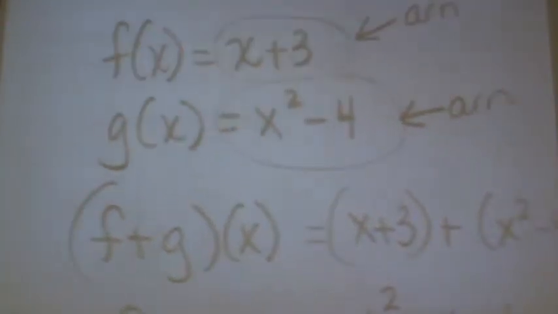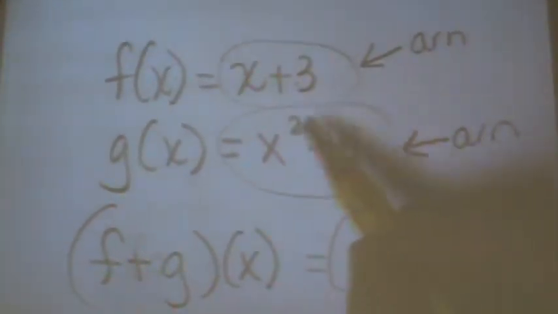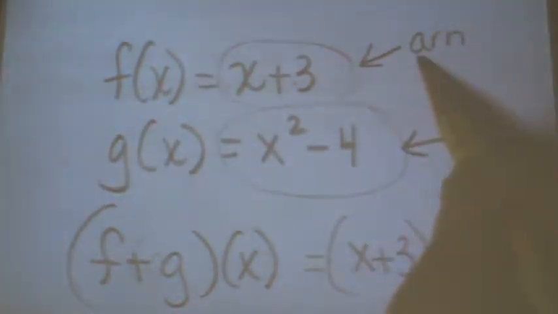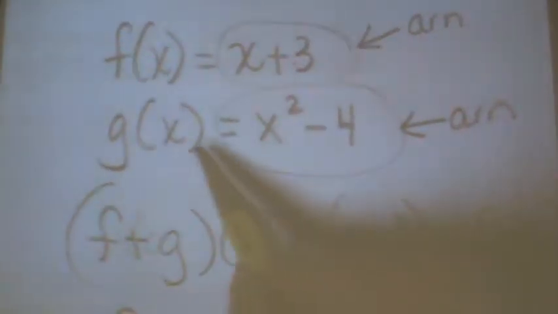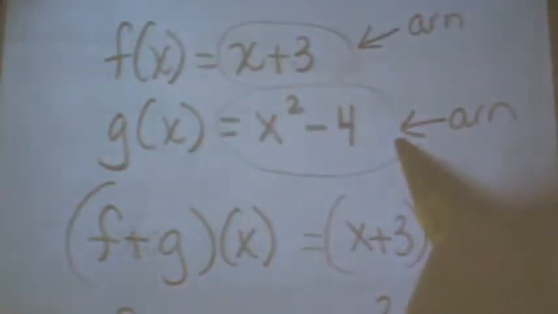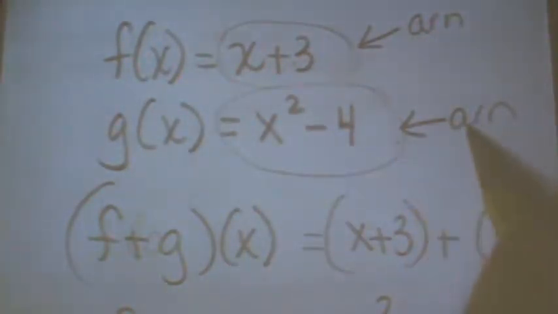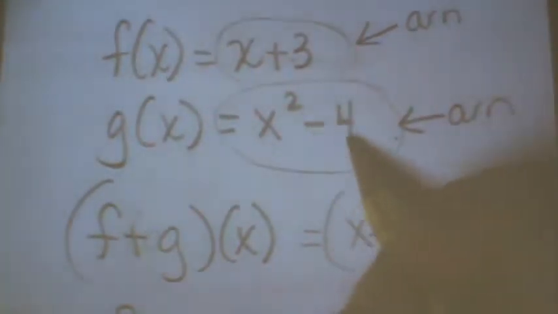In chapter 3, if I were to ask you, what is the domain of this function? It's all real numbers, right? Any number can be added to 3, right? And if I asked you in chapter 3, what's the domain of x squared minus 4? It's all real numbers, because any number can be squared and you can subtract 4 from it.